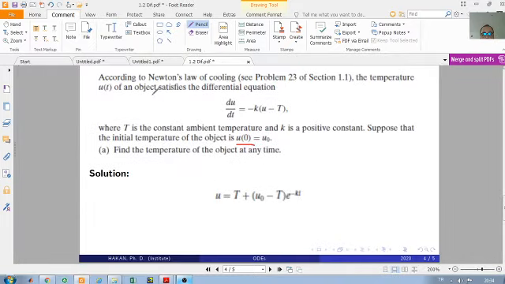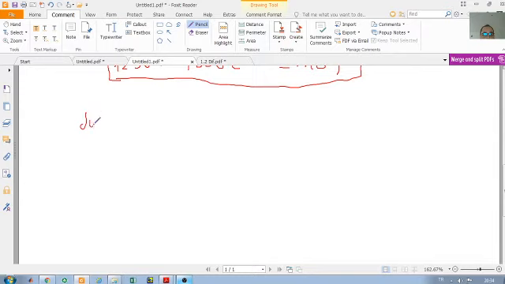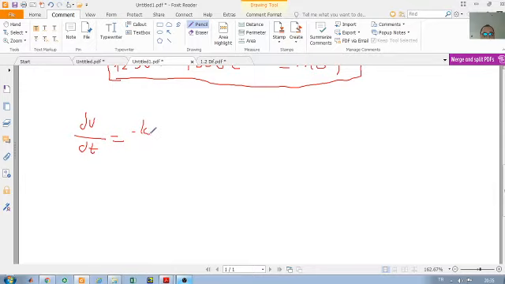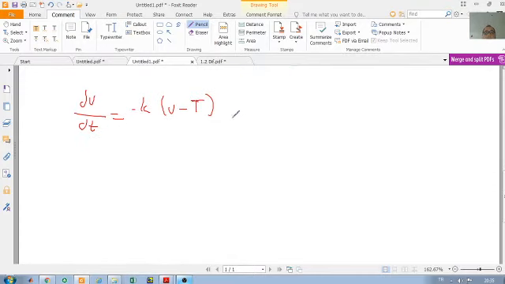By using the same method, let's continue here. Let's write first the differential equation, du over dt is equal to minus k times u minus capital T. Using the same idea, the dependent variable is u, the independent variable is t. So we have two quantities in the product here. Therefore, to get the same variable on one side of the equation, we write du over u minus T is equal to minus k times dt.